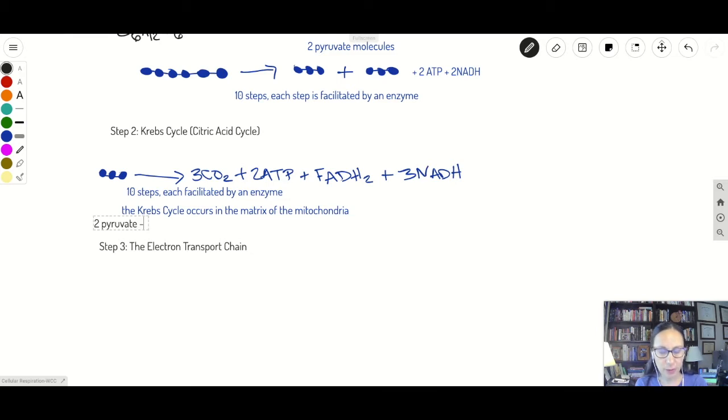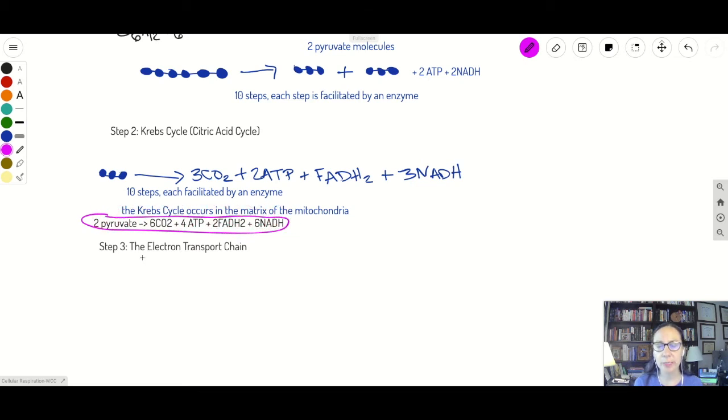Okay. That goes into the Krebs cycle. And then we're going to end up with 6 carbon dioxide. Okay. Plus 4 ATP plus 2 FADH plus 6 NADH. Okay, so that is the real formula for the Krebs cycle because we're dealing with 2 pyruvate, not 1. So here's the formula.